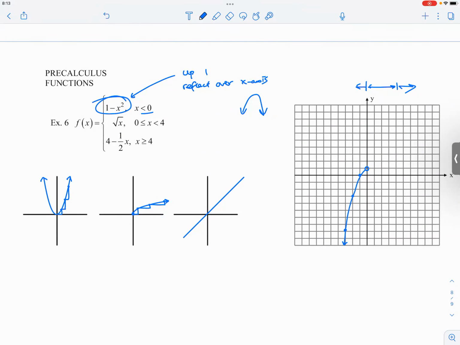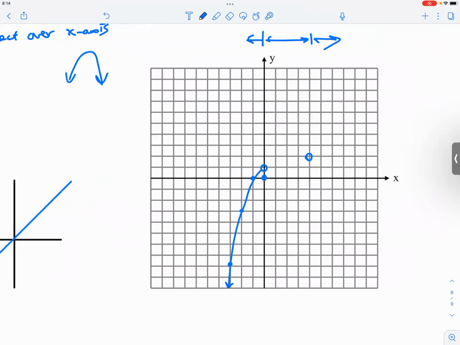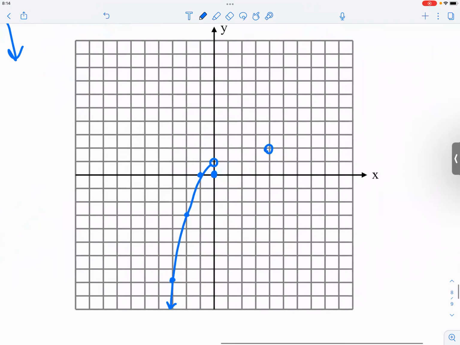And then you have a square root. Square root function: square root of 0 is 0. Square root of 4 is 2.